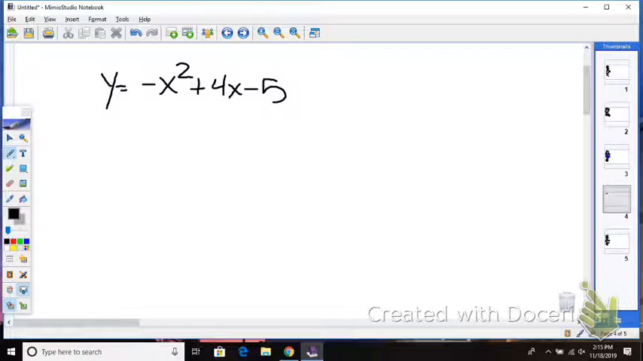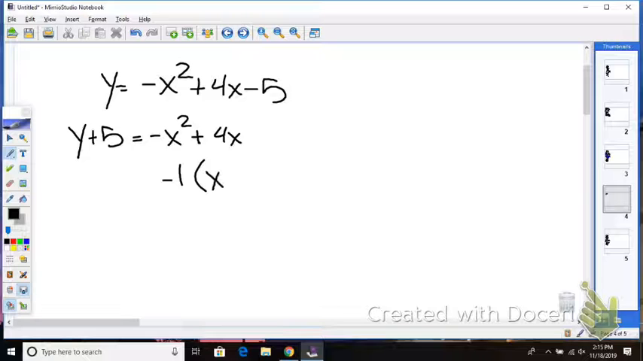Okay, first step is to do what? So I move my c. So I have y plus 5 equals negative x squared plus 4x. What's the a term that I have to factor out? Negative 1. If it would have just been a 1, I don't have to do anything. But a negative 1 is not a 1. So I have to factor a negative 1 out, which leaves me with x squared. And then what happens to this plus 4x? I'm factoring out a negative 1. Negative 4x.